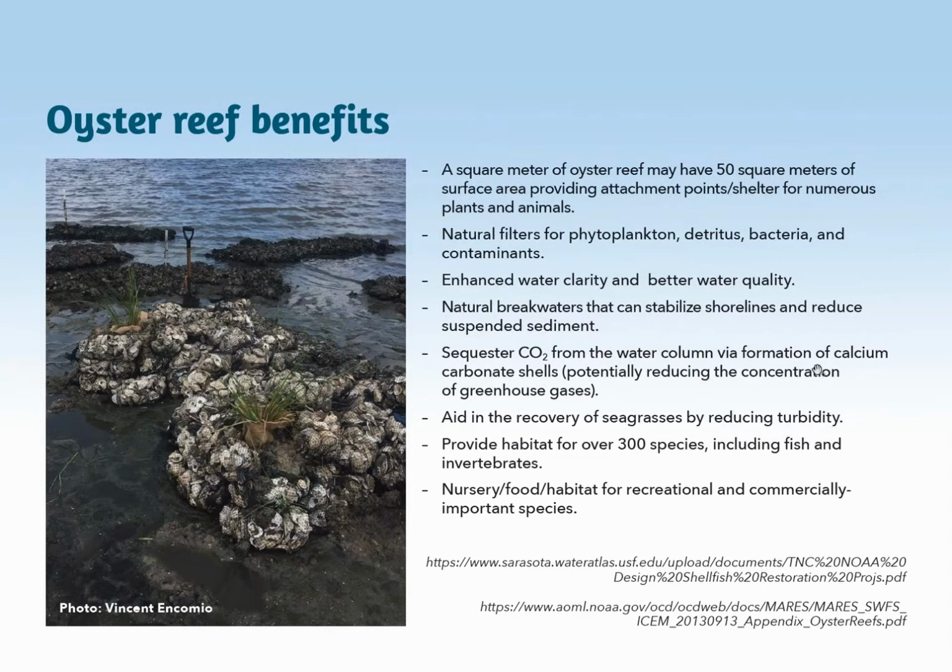And all these things sequester CO2 to some extent, but because oysters make shells of calcium carbonate, they're actually reducing CO2 by taking some of that CO2 out of the air and adding it to their shells and sequestering it there. So more oysters are obviously going to be better in many ways. They provide habitat. Over 300 species, including fish and invertebrates, use this. And they're also nursery and food habitat for more fish. So all these things are important for our fish species.